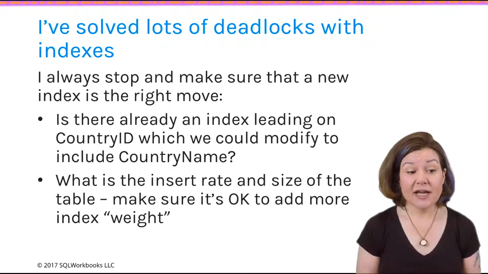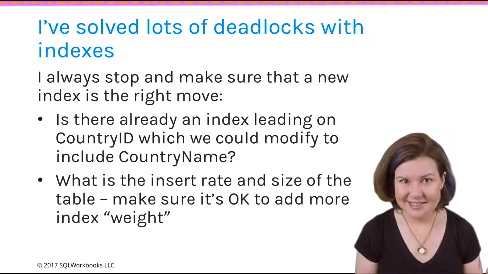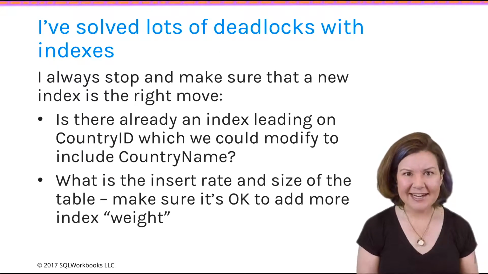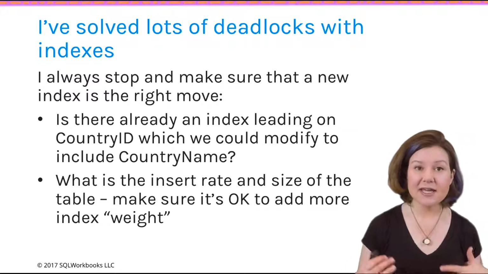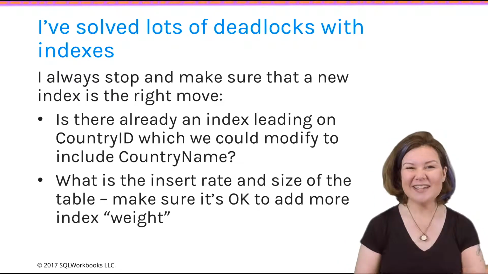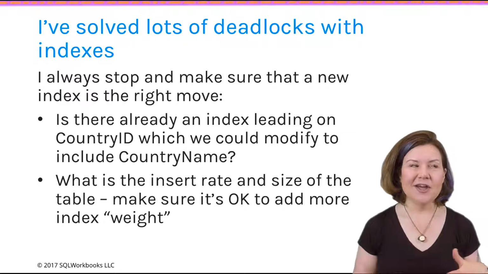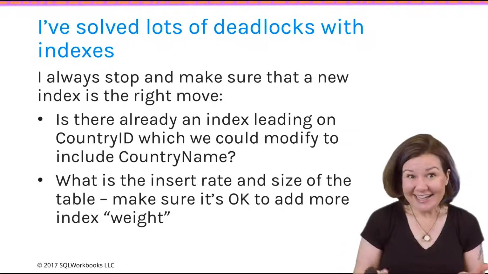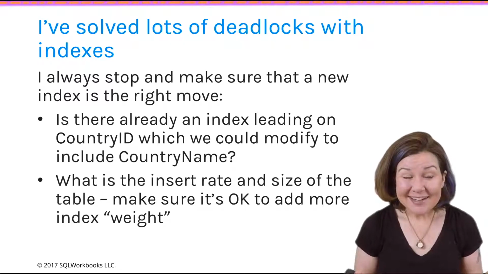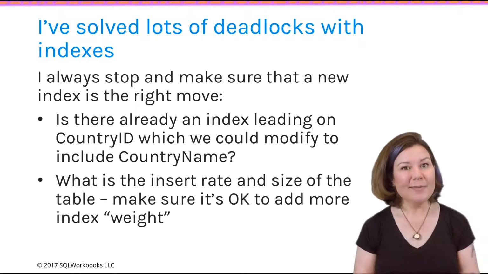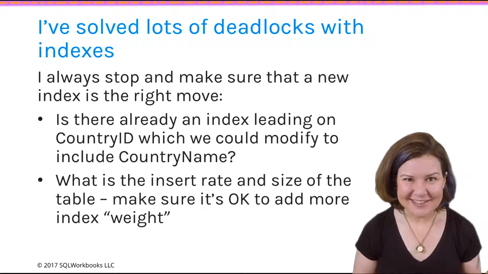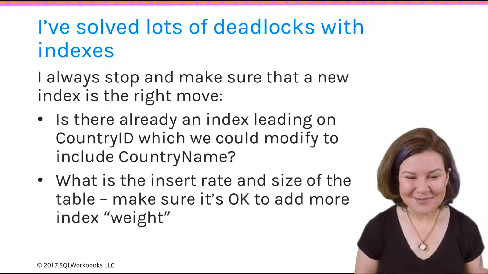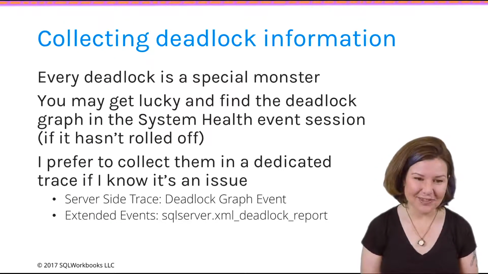I also need to check how many indexes the table has already. Is it okay to add another index for the size of the table and the insert rate? When is a safe time to add the index? So even though adding an index is a lower risk way to solve a deadlock, you want to make sure you don't skip the due diligence in your haste to become the deadlock hero.